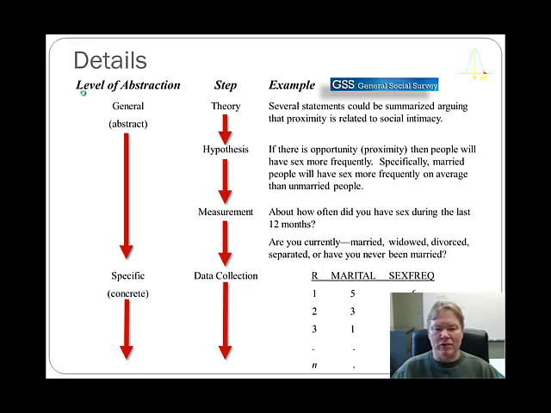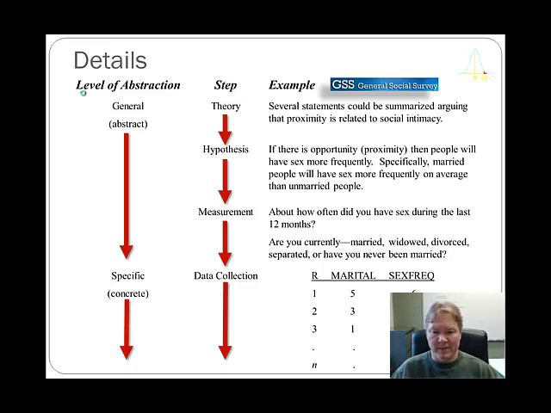Well, how am I going to measure these things? I need 2 variables. One variable is about how often did you have sex during the last 12 months. In the General Social Survey, the mnemonic for this variable is SEXFREQ, sex freak.